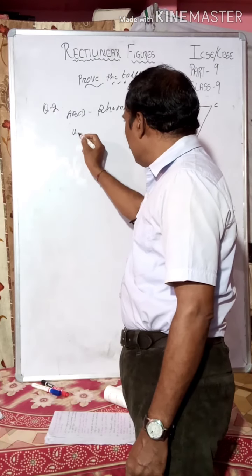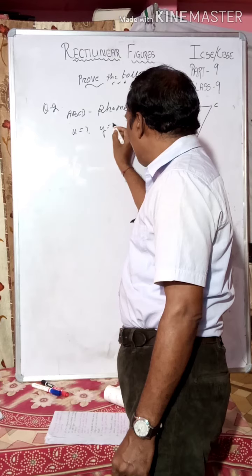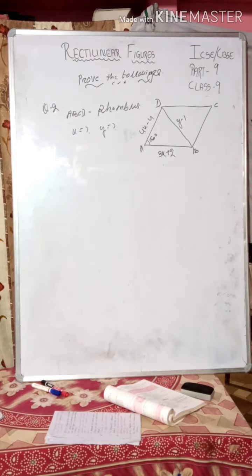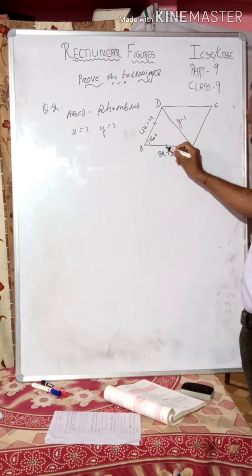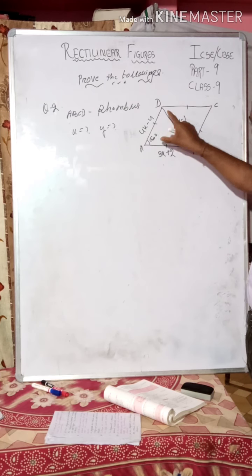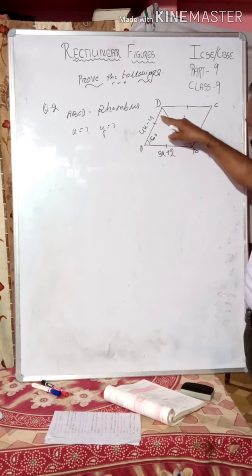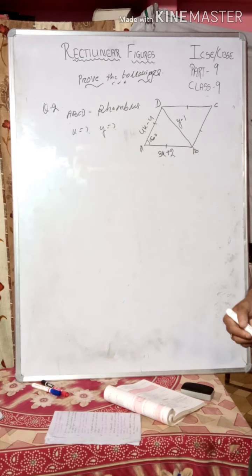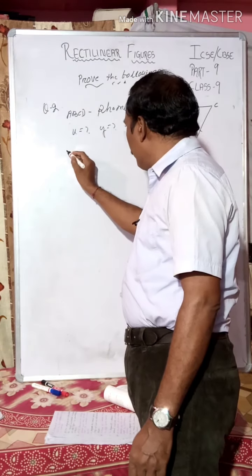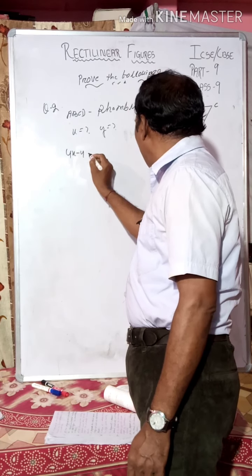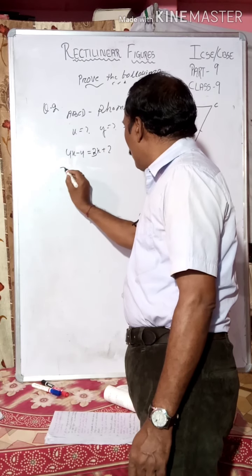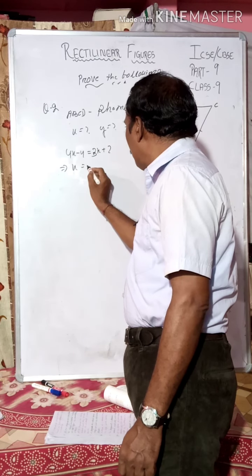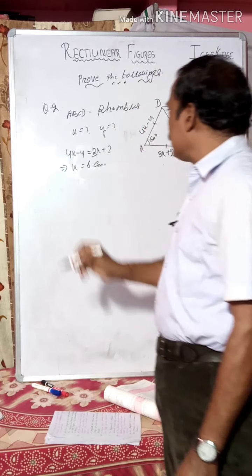Find x is equal to how much? Y is equal to how much? Very simple. We know ABCD is a rhombus. According to the definition of a rhombus, all sides are equal. This is equal to this, equal to this. So AD is equal to AB. 4x minus 4 is equal to 3x plus 2. Here we can find out the x value. 4x minus 3x, x is equal to 6. X is equal to 6 centimeter.